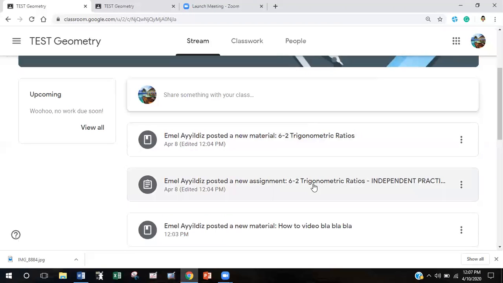But these two are linked in a sense that this is the lesson notes and the videos and the resources about that. And then this one is the assignment. It's the independent practice. So 6-2 trigonometric ratios independent practice, aka homework. This is your quote unquote homework. Okay, so I will show you how to do that on a different video.